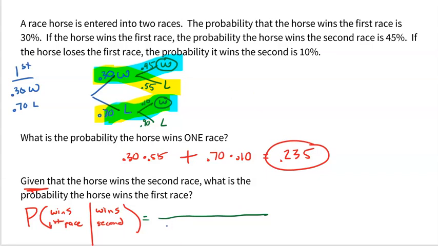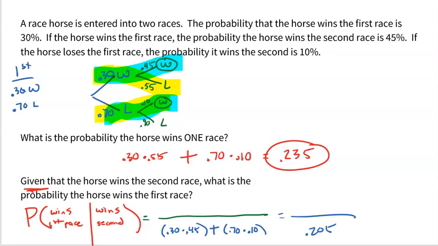So winning the second race could look like this. 0.30 times 0.45, or 0.7 times 0.10. Both of those scenarios end in winning the second race. And right now, the denominator only cares about winning the second race. 2 ways you can win that second race. Let me do the math on that real quick. 0.3 times 0.45 plus 0.7 times 0.1, and we get 0.205. So my denominator is 0.205. That's adding together the two branches that lead to winning the second race.